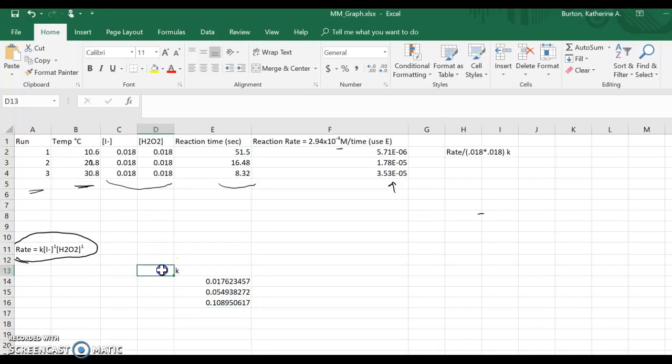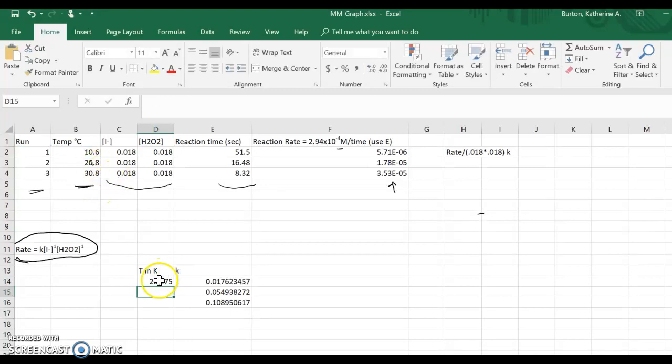Now, what am I going to graph? I need to graph the temperature in Kelvin. In fact, I need to graph one over the temperature in Kelvin on my x-axis and the natural log of k on the y. So let's generate this next chart here. Let's put temperature in Kelvin and k. For the temperature in Kelvin, I'm going to take my temperature in Celsius, which is our value here of cell B2, and I'm going to add 273.15.